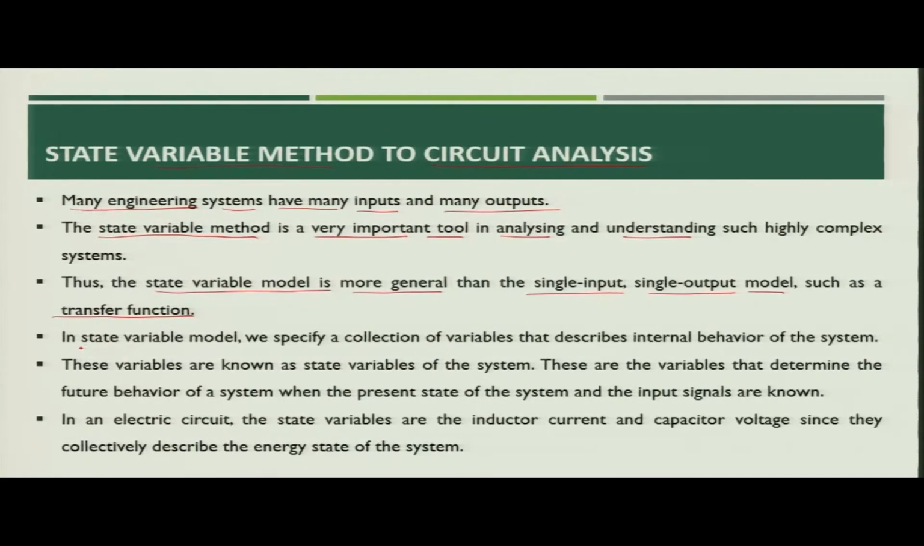So, what we do in the state variable model is specify a collection of variables that describe the internal behavior of the system, and these variables are known as the state variables of the system. These are the variables that determine the future behavior of the system when the present state of the system and the input signals are known to us. So, that means the state variables which you find will give you the future behavior of the system.